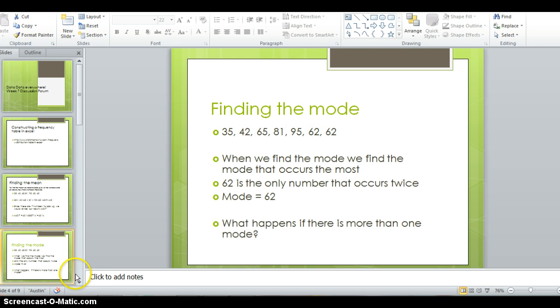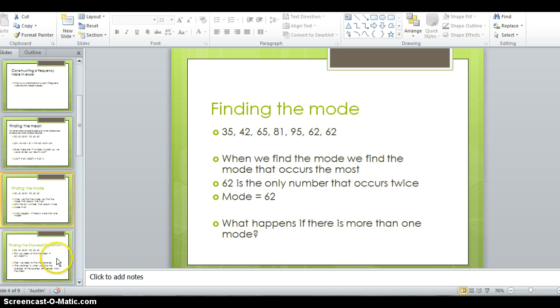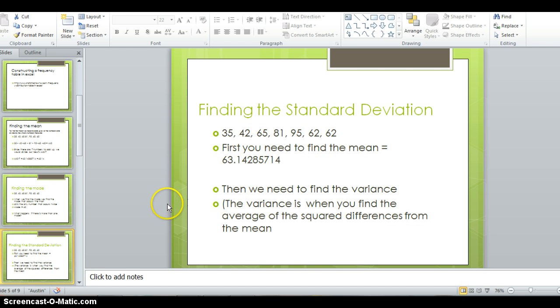The last thing you need to do this week is to find the standard deviation. The first thing you need to do is find the mean. But in this case, we've already figured it out on the past slide. The mean is 63.14. The next step we need to do is find the variance.